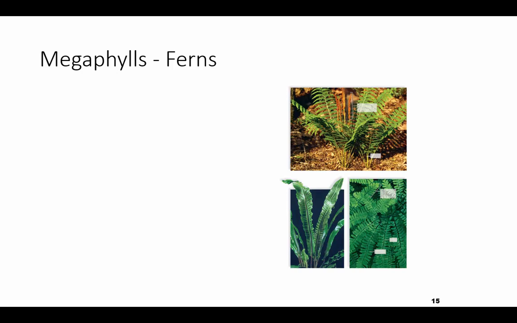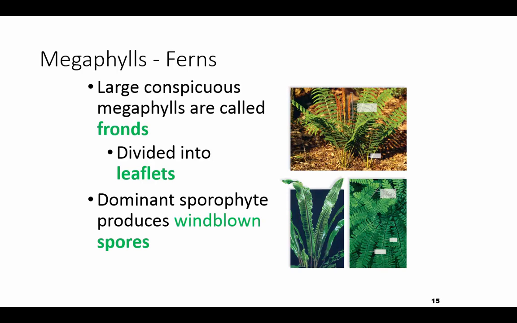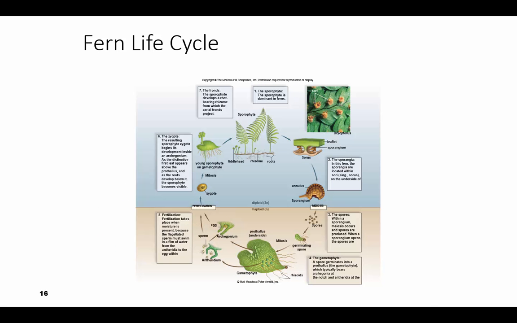Now, the megaphylls, that's the first one we're going to look at. The megaphylls are the big, broad leaves, and their leaves are called fronds, and they're divided into leaflets. They have a dominant sporophyte generation, and it produces spores which the wind disperses. This is the life cycle of the fern that is shown on page 102.